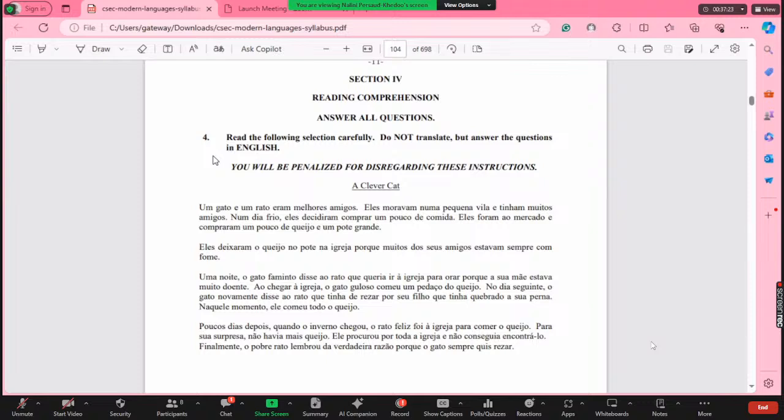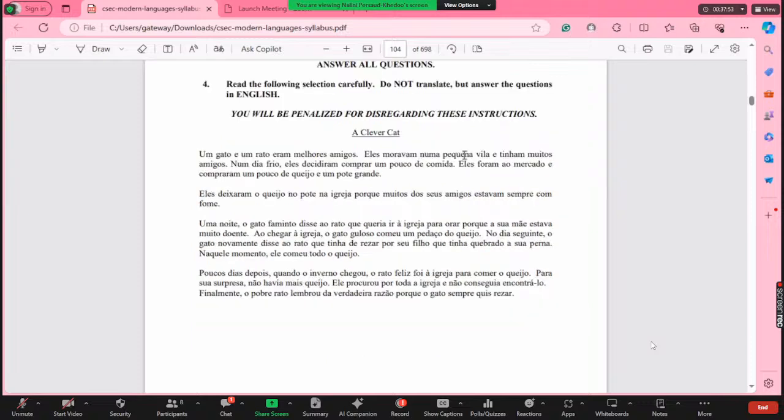So the instruction is: read the following selection carefully. Do not translate, but answer the questions in English. It's capitalized. You will be penalized for disregarding these instructions. So that's as simple as it gets. You read the paragraph and then you answer the questions. So this is what your paragraph would look like. This is as it comes, right? Maybe sometimes it might be a line or two more or less, but it's basically this.